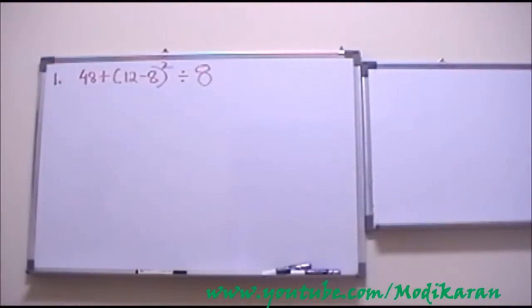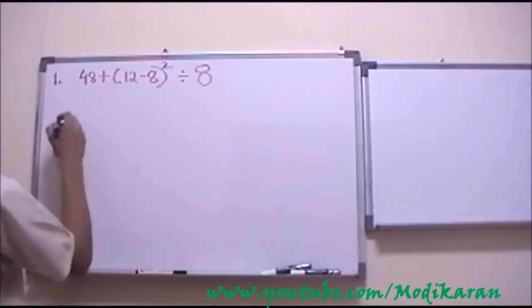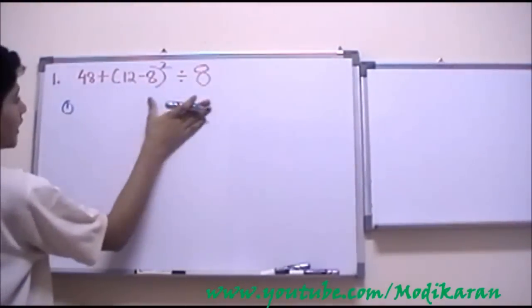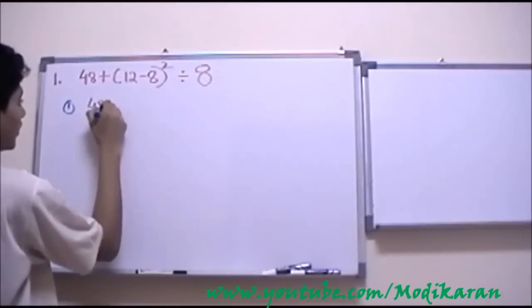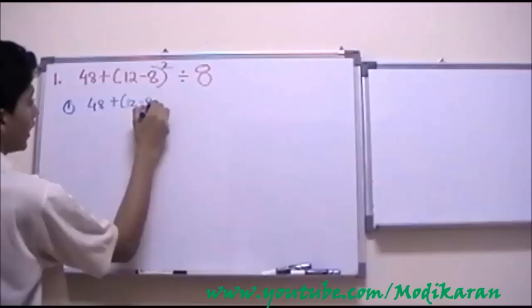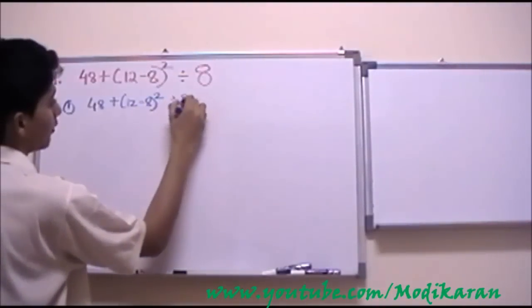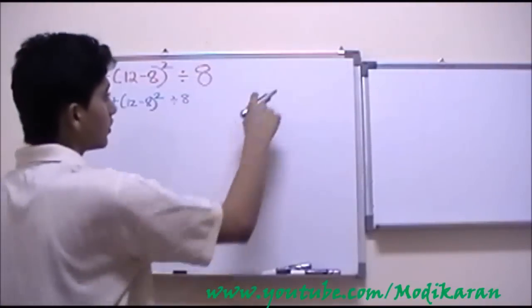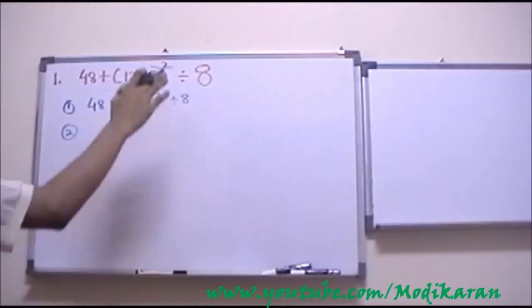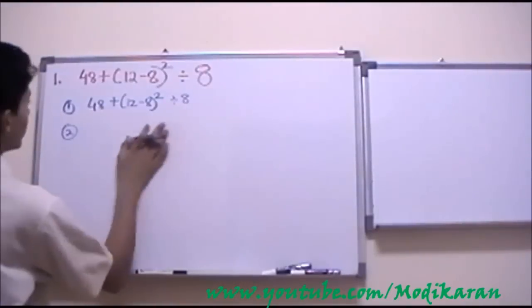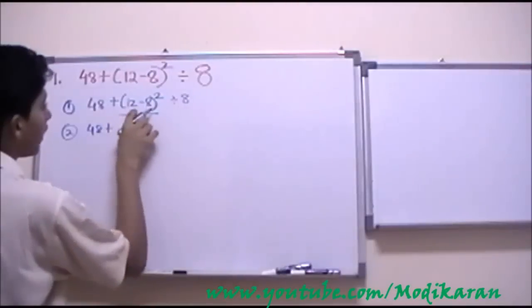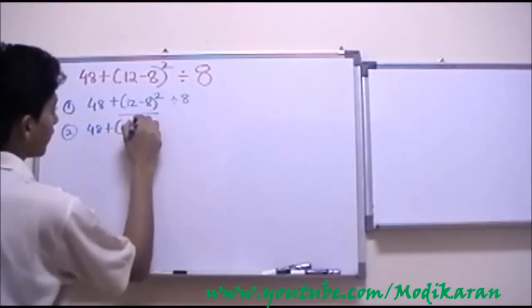Okay, if this were given in your test, the first thing you need to do, step 1, rewrite the whole thing. Okay, 48 plus 12 minus 8 squared divided by 8. Second step, in order of operation you follow the 4 steps. Where's the parenthesis? Well, this is the parenthesis, right? 48, solve this parenthesis, we get 4.